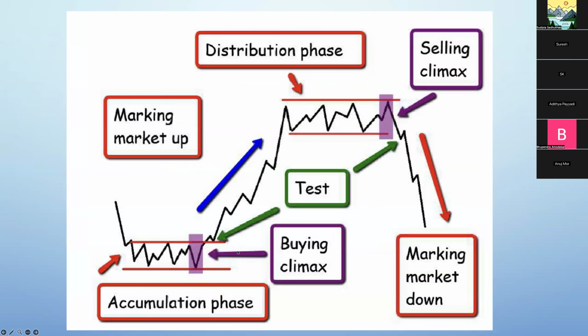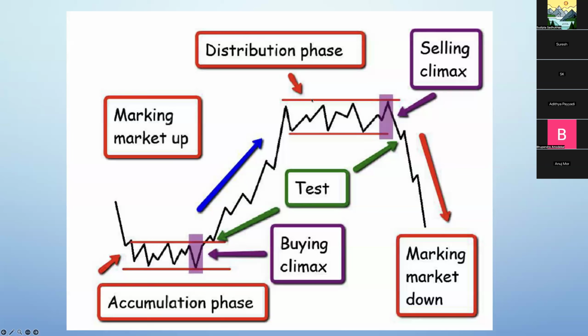If we combine accumulation and distribution, it looks like this: in the accumulation phase, once their inventory is full, there is a breakout, and there will be a lot of buying climax here. Retailers, momentum traders and scalpers will start taking their positions, and there will be a test. This test is a low volume test. Once it goes up, it will slide, come back down to the support zone, and then it will start moving up.